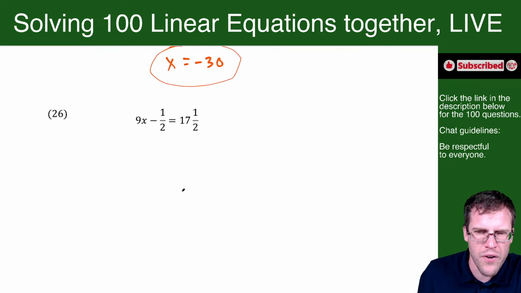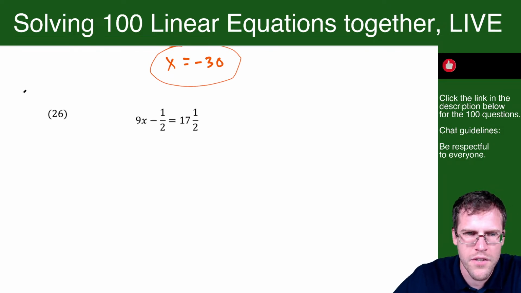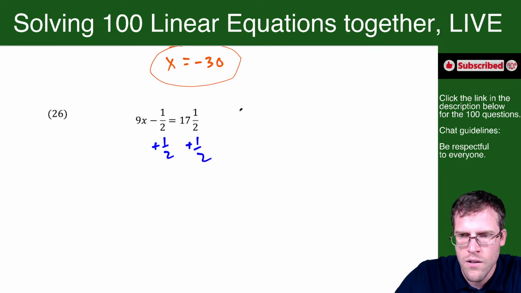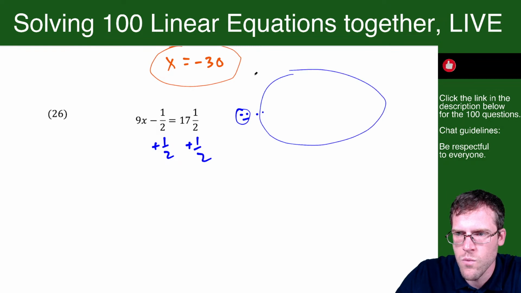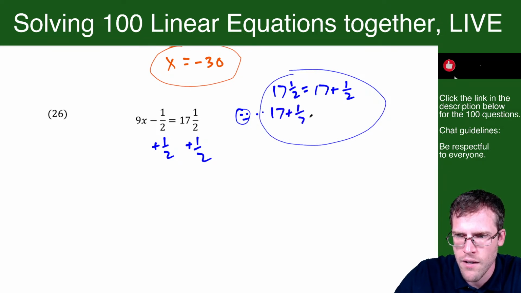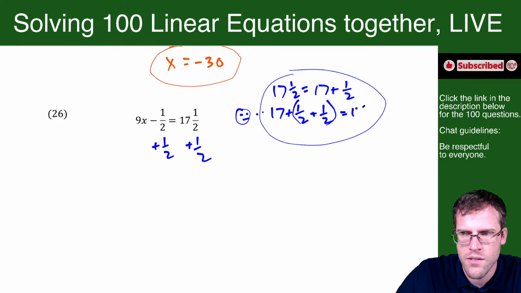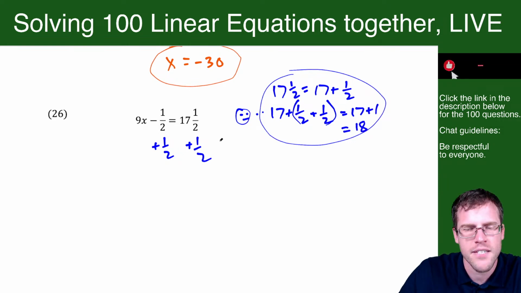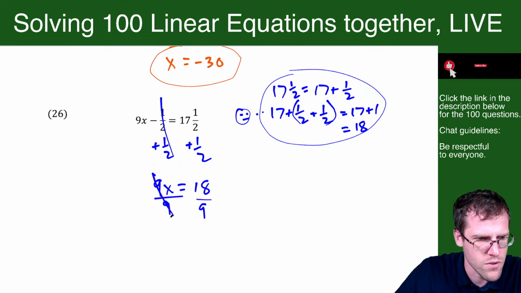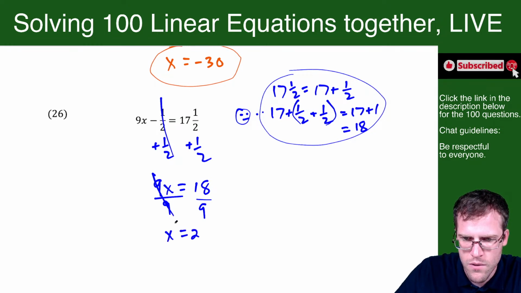Now fractions and mixed numbers. This one actually works out fairly nice because when we add 1/2 to both sides, 17 and 1/2 is the same thing as 17 plus a half. So 17 and 1/2 plus a half is 17 plus a half plus another half, and 1 half plus 1 half is 1. So that's 17 plus 1, which simplifies to 18. After this cancels, we have 9x equals 18. Then you divide both sides by 9, and x equals 2.